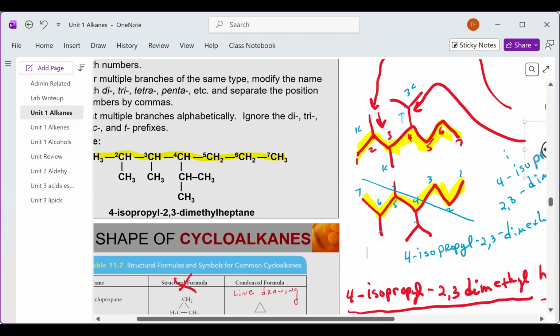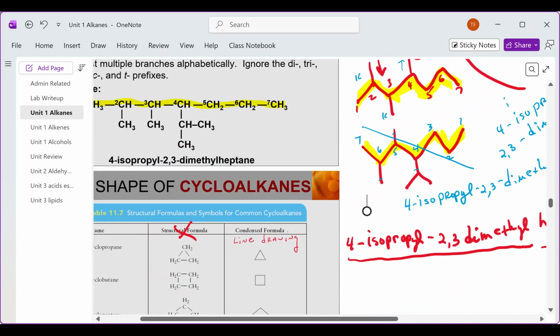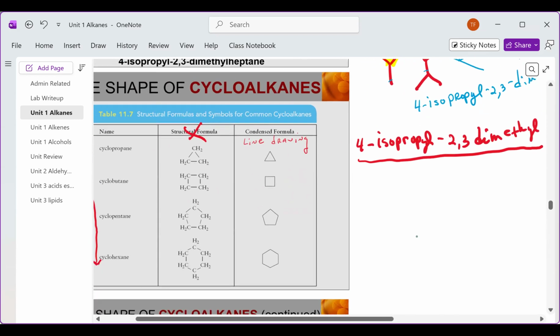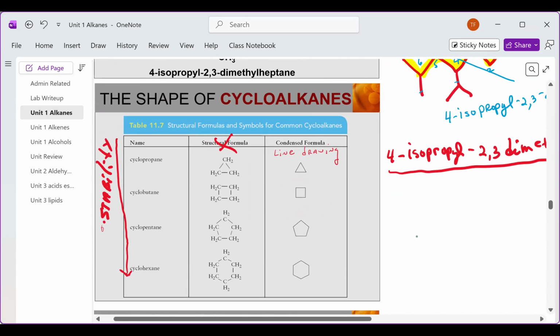Okay, now we're going to end this at 2 today. I'm going to pick up tomorrow right here. You can also have cyclic alkanes as well. So we're going to be naming cyclic ones tomorrow. Numbering is slightly different with cyclic ones.